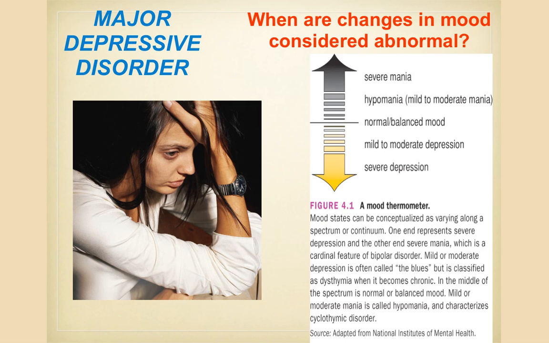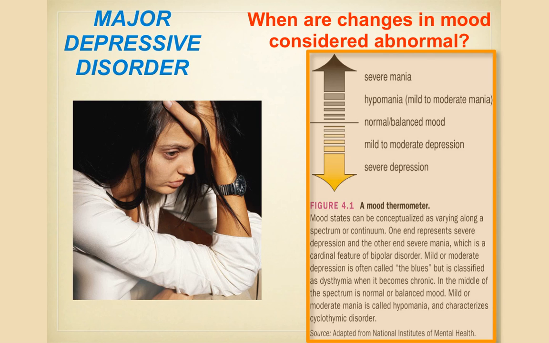Now what you're seeing on the right there is a mood thermometer to show the differences between severe mania and severe depression. They're on the extreme ends of a continuum. And there is a range of normal or more balanced mood in the middle, bordering on hypomania and mild to moderate depression. It's important to bear in mind that the vast majority of us fall within that normal, balanced mood, with some degree of mild or moderate depression or hypomania. It's a much smaller number that falls into the severe on either end of that continuum.